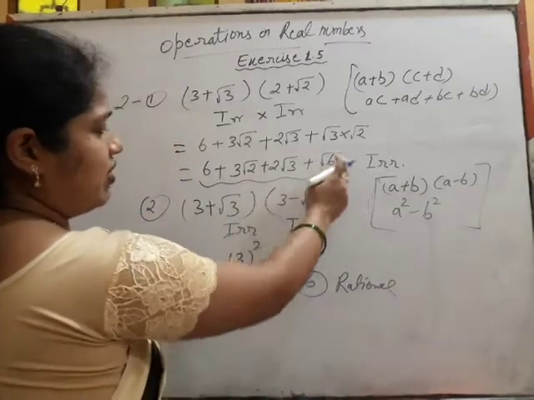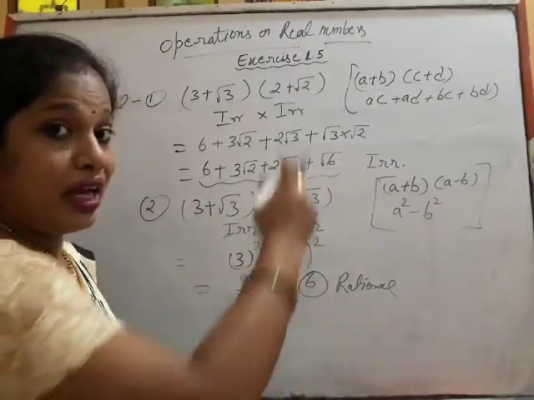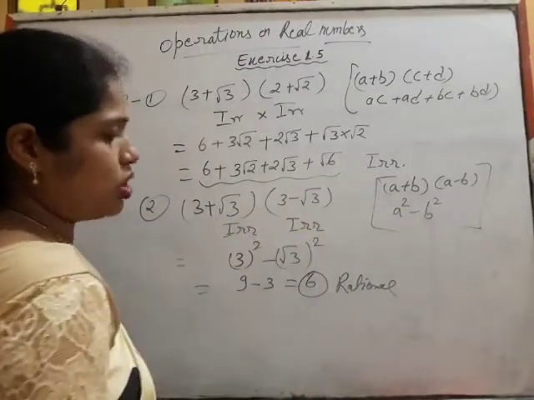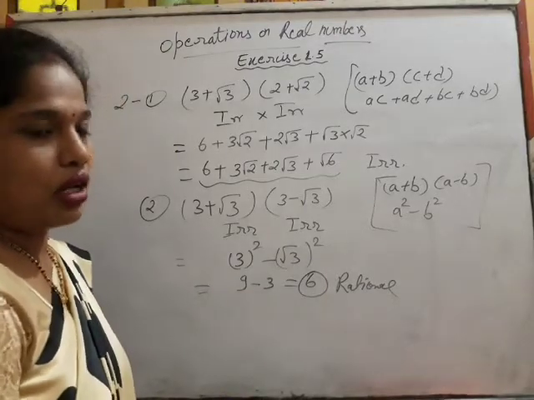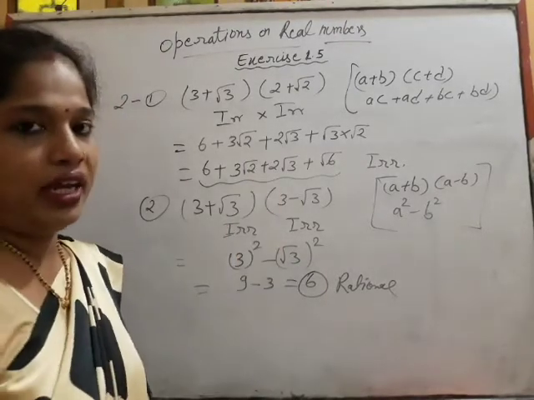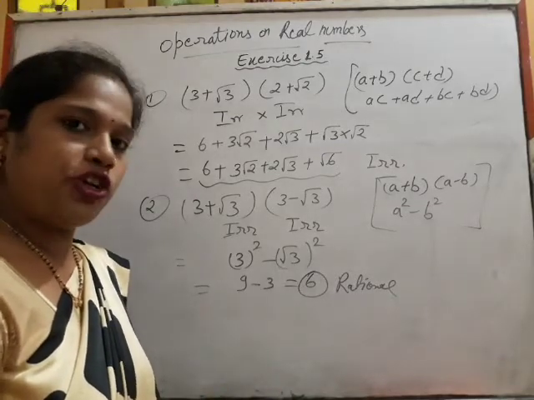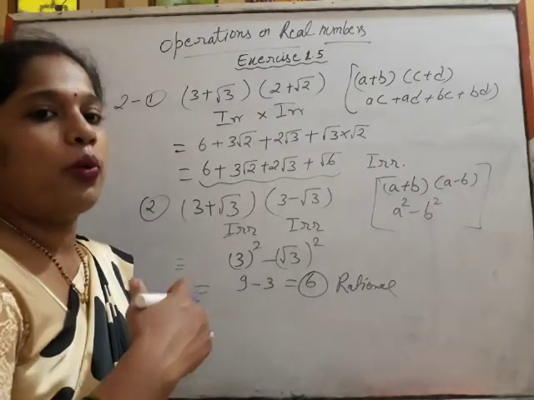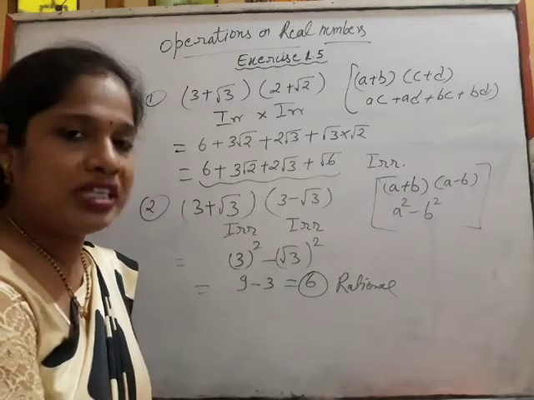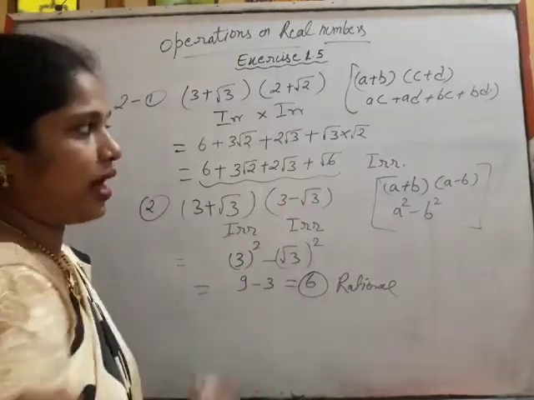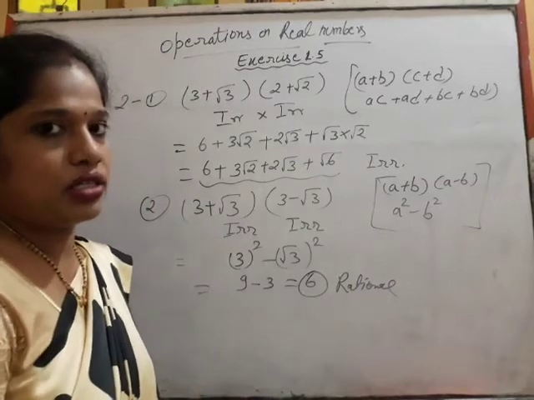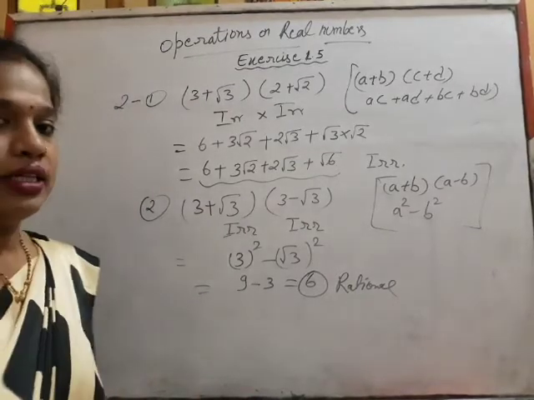So in the first question the answer was irrational, and in the second question the answer is rational. Dear students, you have seen that depending upon the kind of irrational numbers and the combination of rational or irrational numbers that we take in the question, the result will be rational or irrational. Thank you so much.